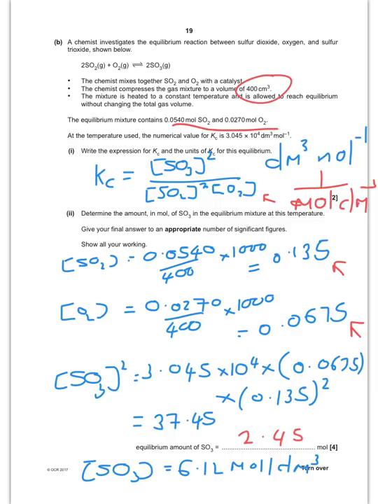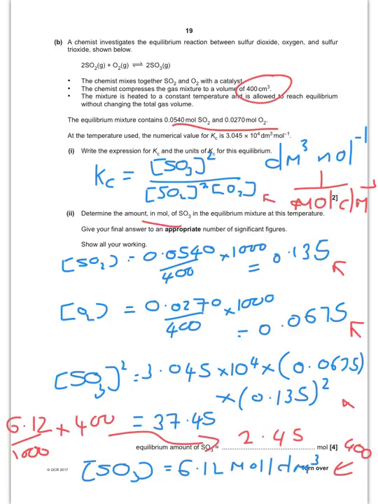So it becomes Kc times SO2 squared times O2. Put those in the expression there, and you'll get 37.45. You then got to square root that, which gives you 6.12 moles per decimeter cubed, but they want the amount in moles of SO3. So you know your concentration, so you need to now find out how much of that is in 400 centimeters cubed. So in order to do that, you would divide this number by 1,000, 6.12 divided by 1,000 times by 400, and that will give you that number there.